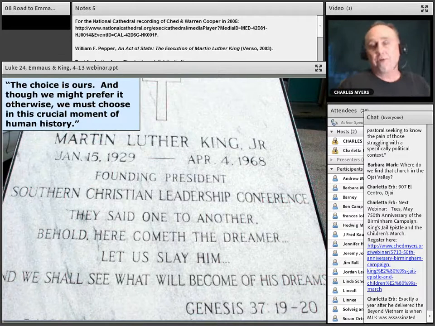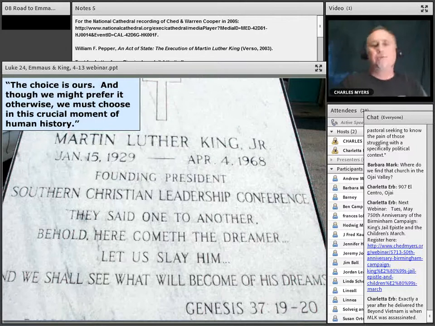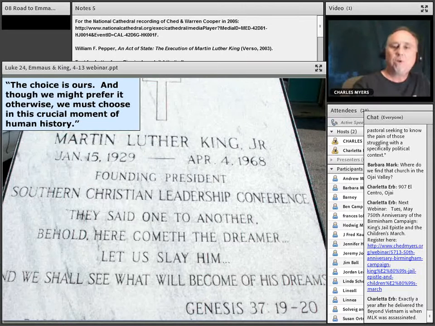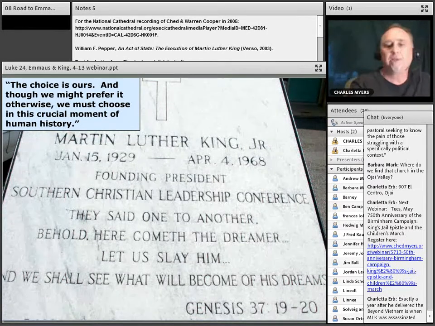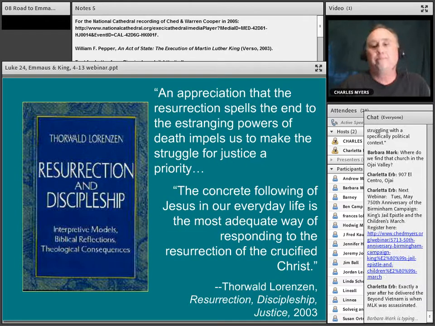That question really hangs over us in our church and in our nations like an unresolved chord. So to conclude, I want to cite one of my teachers and mentors in theology, Dr. Torvald Lorenzen, who says simply, the appreciation that the resurrection spells the end of the estranging powers of death impels us to make the struggle for justice a priority. The concrete following of Jesus in our everyday life is the most adequate way of responding to the resurrection of the crucified Christ.